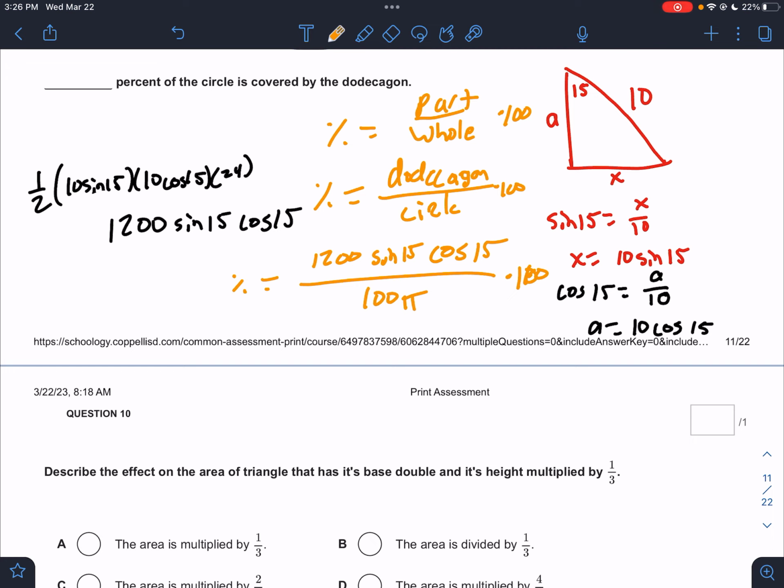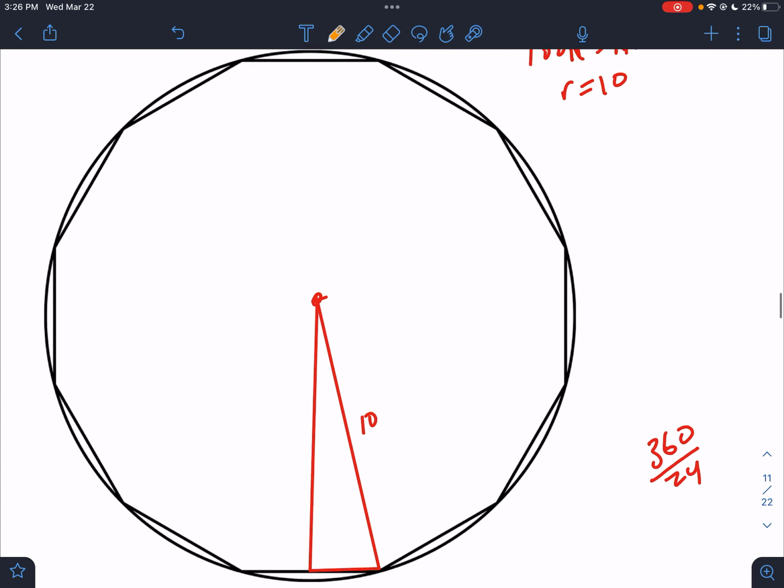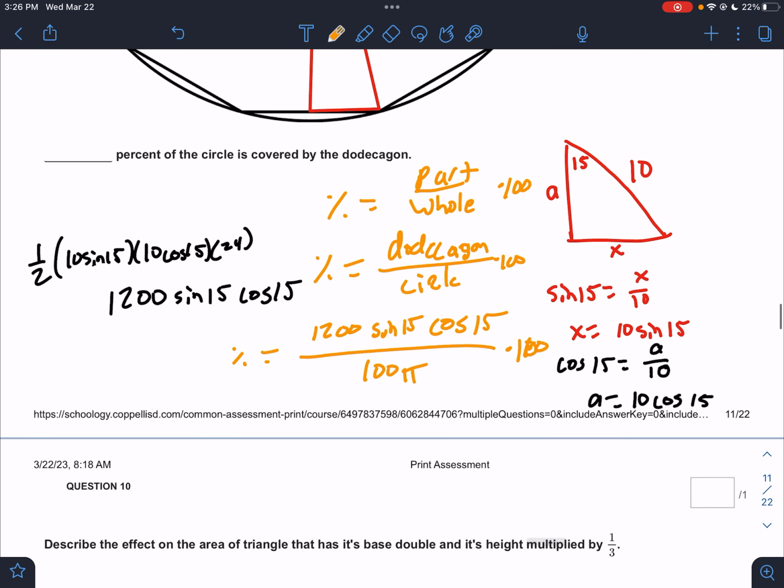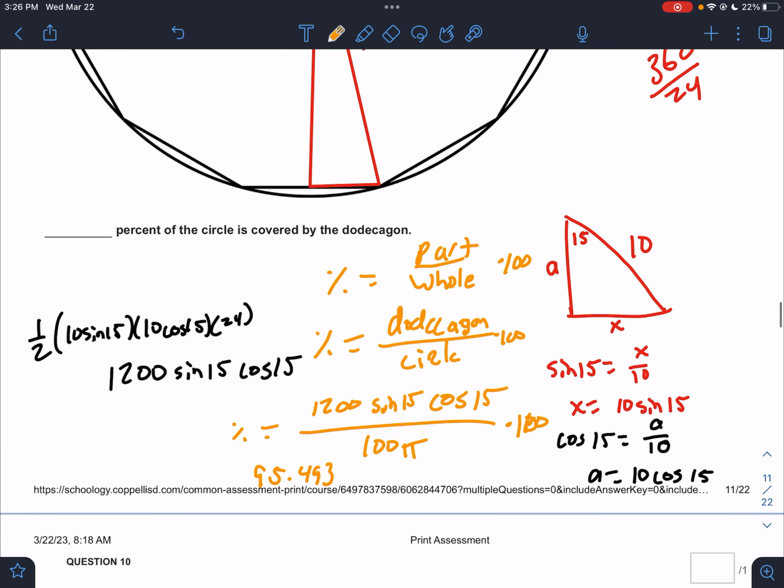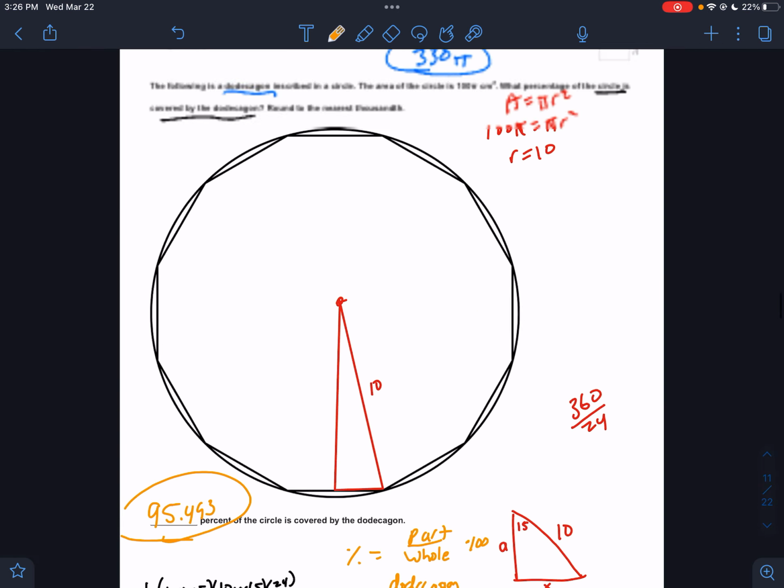1200 sine 15 times the cosine of 15 divided by 100 pi times 100 is 95. What are we rounding to? Nearest thousandths. 95.493. And that makes sense. It covers a lot of space there. I mean, there's not much not covered by the dodecagon.